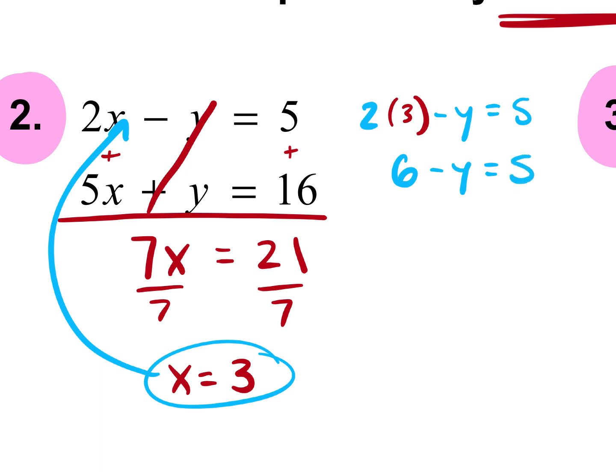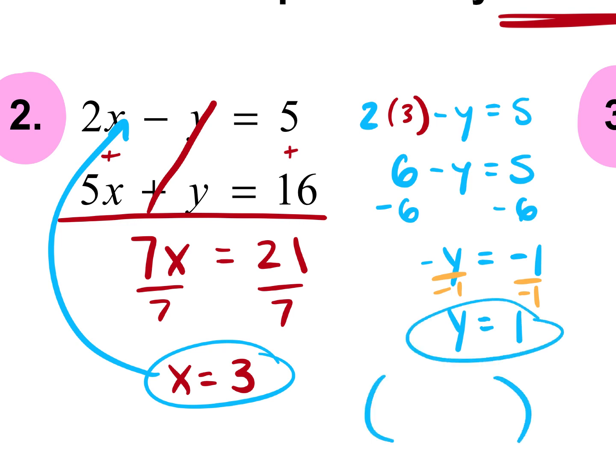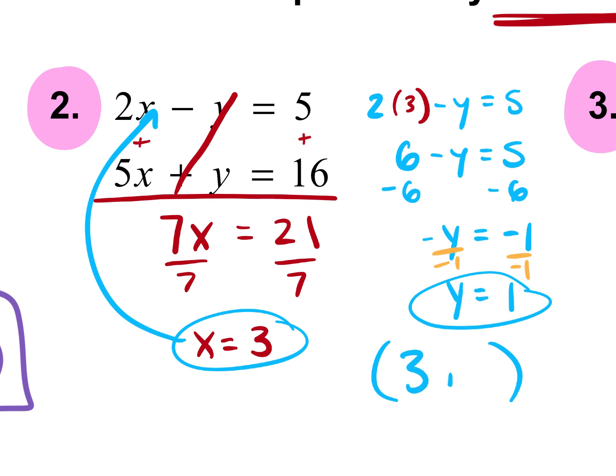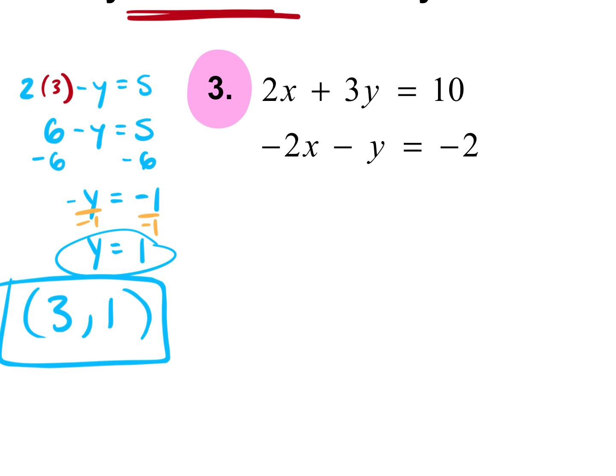What do I do next? You subtract the 6. So negative y is equal to what? What's 5 minus 6? Negative 1. So what does y equal? 1. Perfect, because we would divide both sides by negative 1 and get that positive 1. How would I write my answer? 3 comma positive 1.